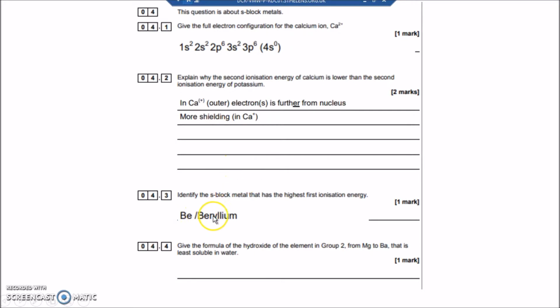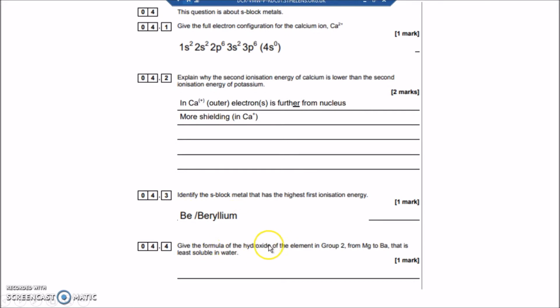Beryllium, because it's to the right of lithium along the second period, and therefore it's got more protons. As you go across a period from left to right, the general trend is that the atoms get smaller and the ionization energies go up, because smaller atoms have higher first ionization energies, and more protons mean more nuclear attraction as you go left to right across the period.